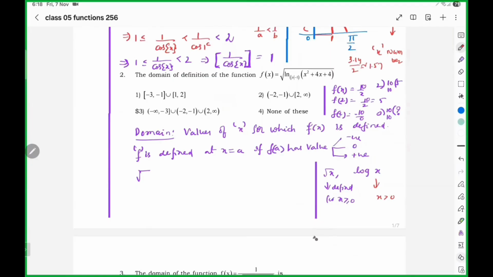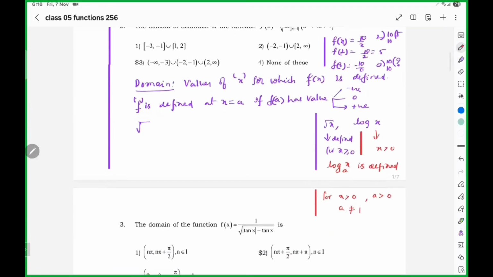And another piece of information which you require to answer this question is the definition of log. Log x to the base a is defined for x greater than 0. Log of a negative is not defined. The base also has a condition: a should be positive, but it should not be 1. This is the logarithm definition.